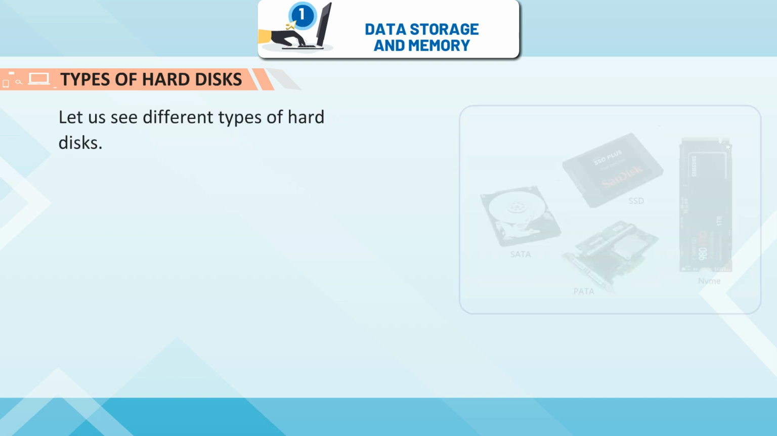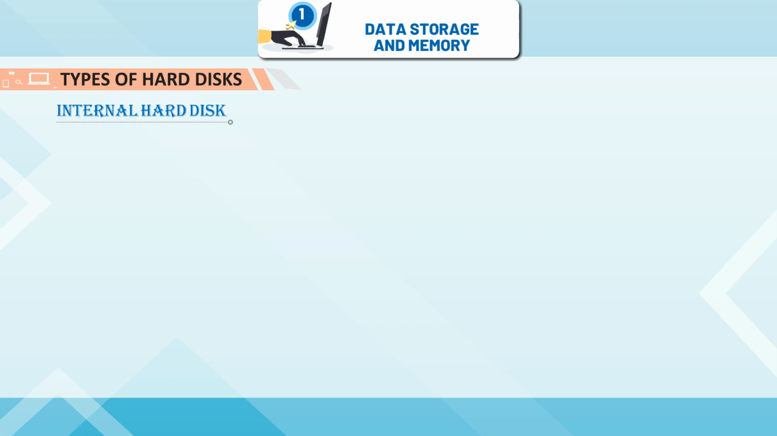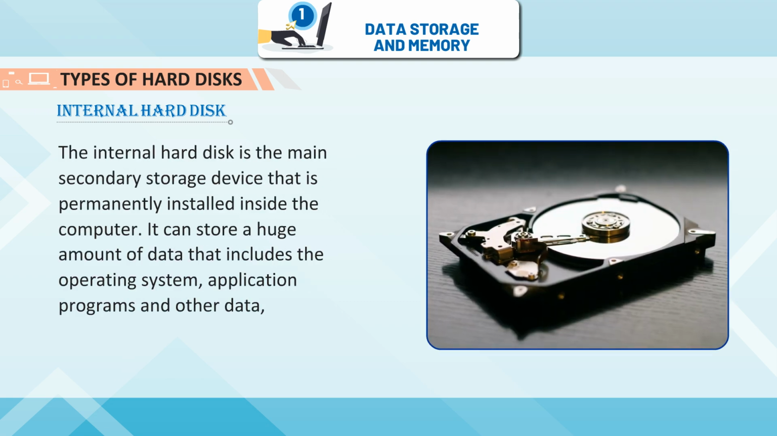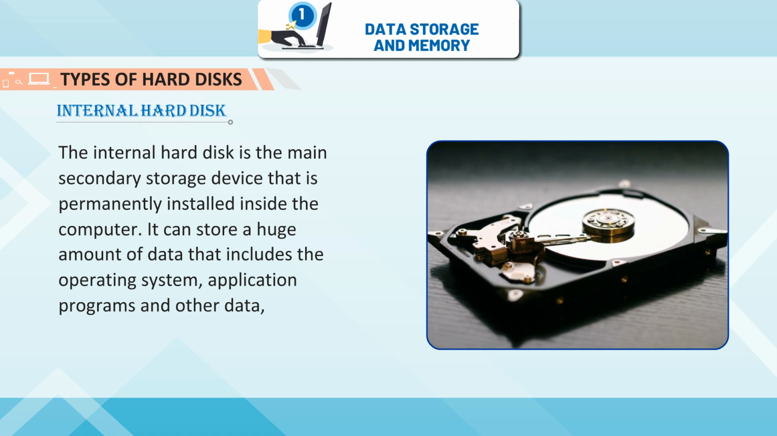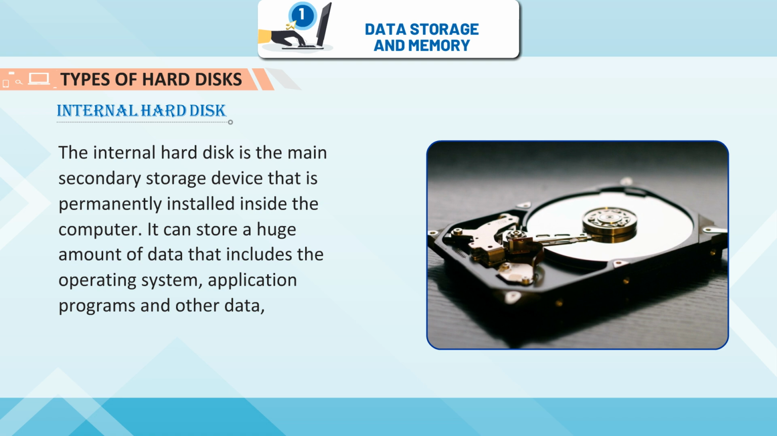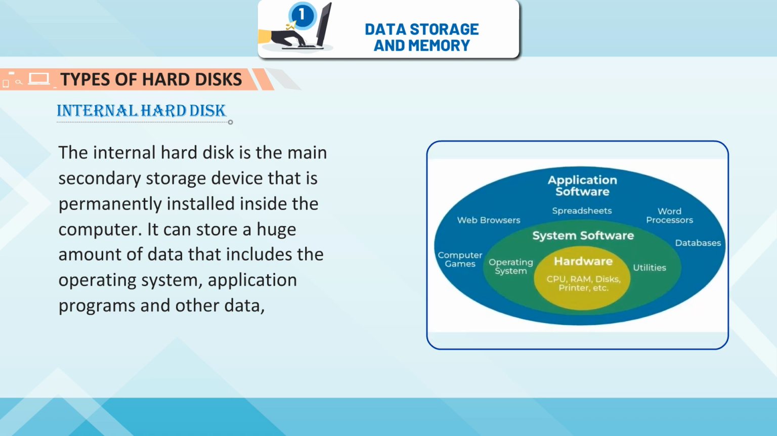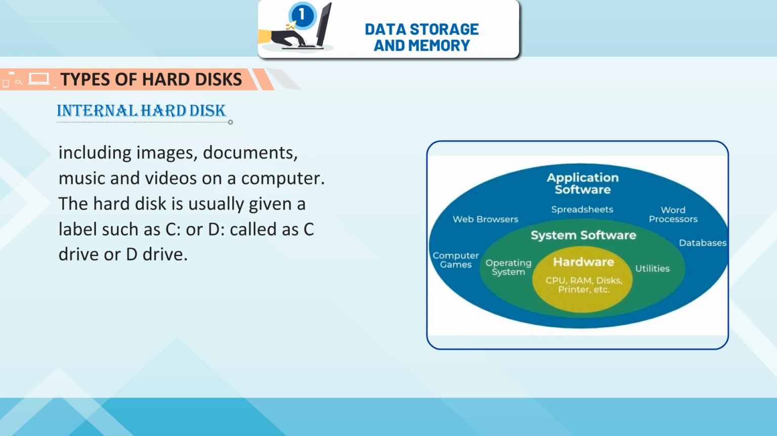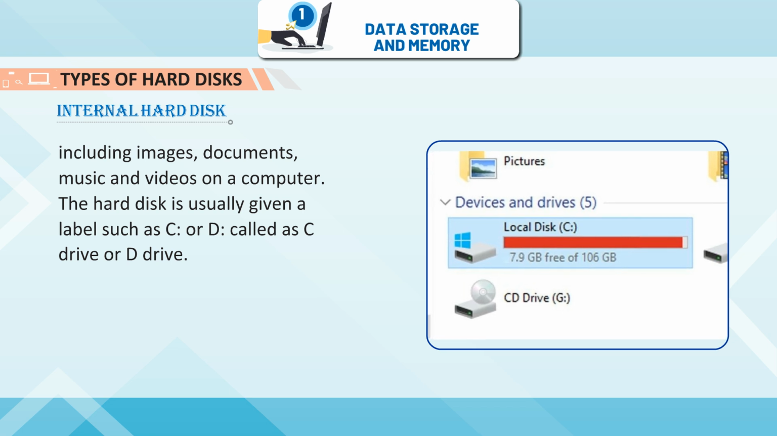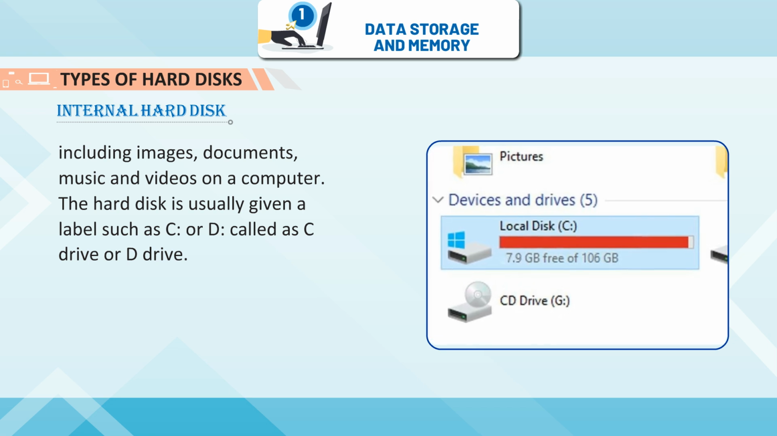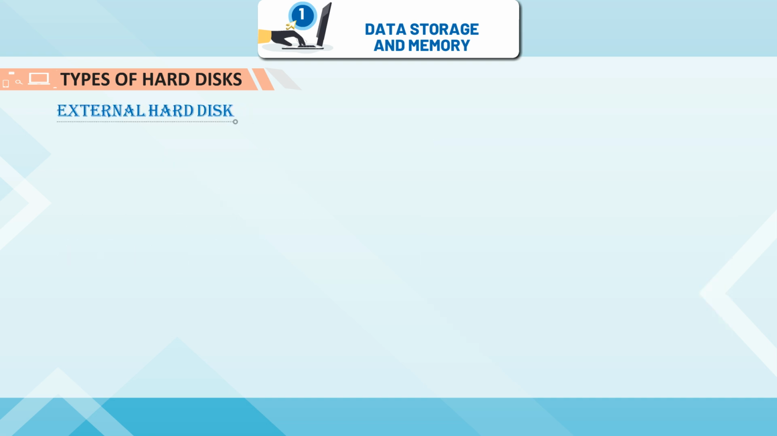Types of hard disks. Let us see different types of hard disks. Internal hard disk. The internal hard disk is the main secondary storage device that is permanently installed inside the computer. It can store a huge amount of data that includes the operating system, application programs, and other data including images, documents, music, and videos on a computer. The hard disk is usually given labels such as C or D, called C drive or D drive.